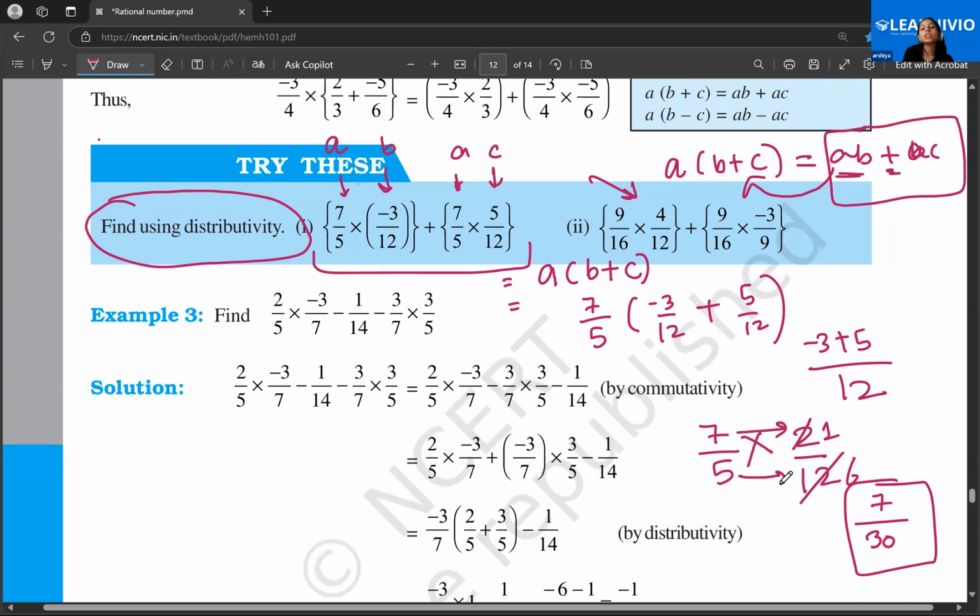Quickly write this down. First, write down the question, then write down this property, then you can continue from it. Okay.